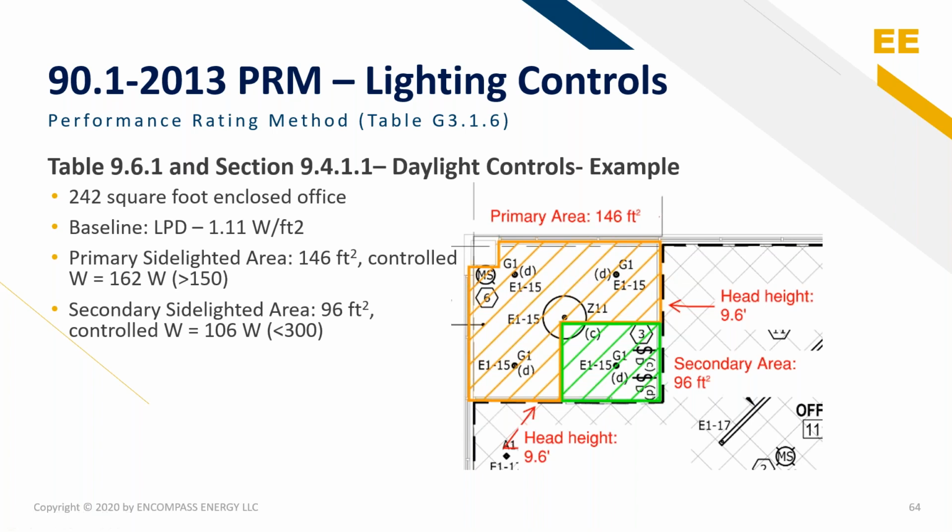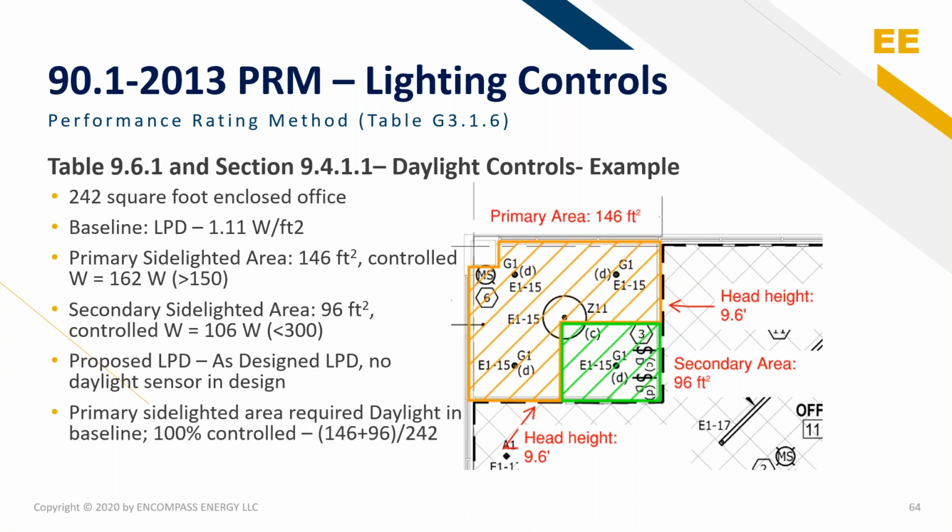The secondary daylighted area is only 96 square feet and has 106 watts within it. It's less than 300, so you don't have to have daylight control in this section. In this case, this one is daylight controlled, so they are taking credit for it, so you can take credit in your proposed model.